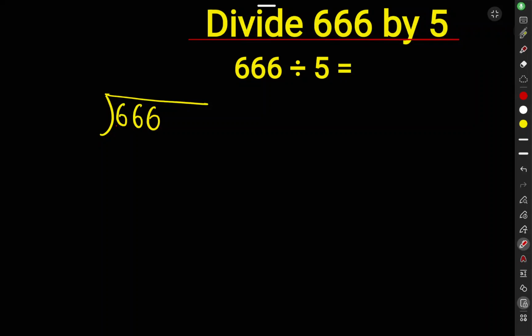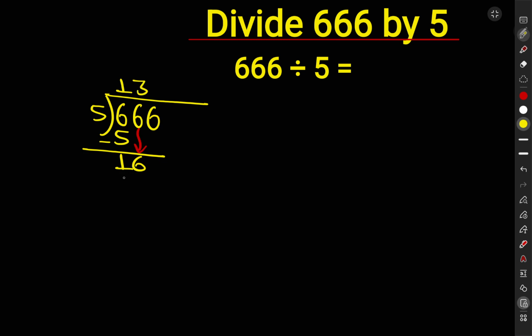We divide 666 by 5 in a long division method. 5 times 1 is 5. On subtracting, we get 1. So now we put down this 6 and it is 16.